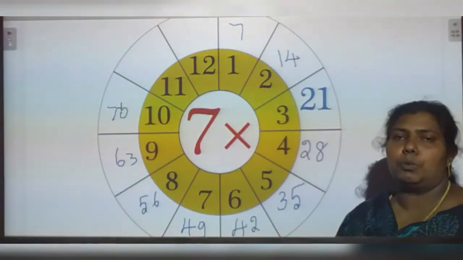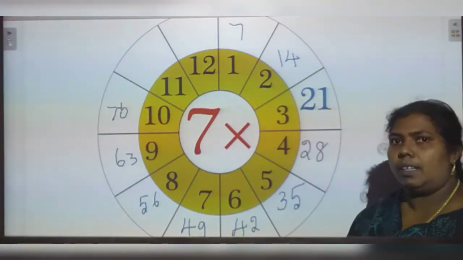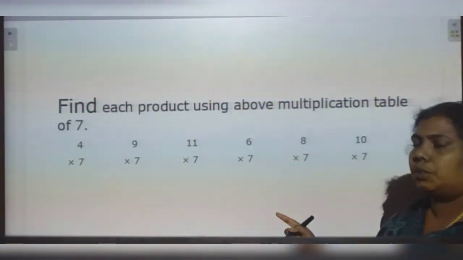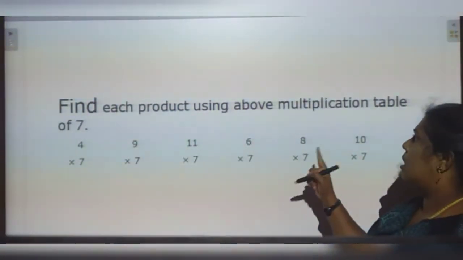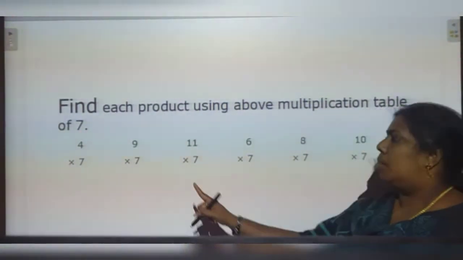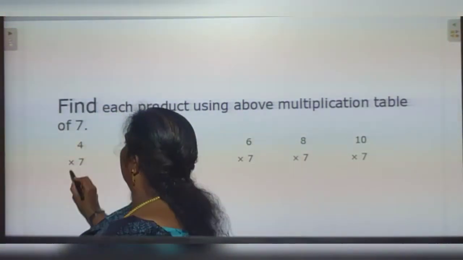Now you know how to use that seventh table multiplication. Find each product using the above multiplication table of 7. Now you are going to use the seventh table multiplication product. Now you are going to find the multiplication product, right?